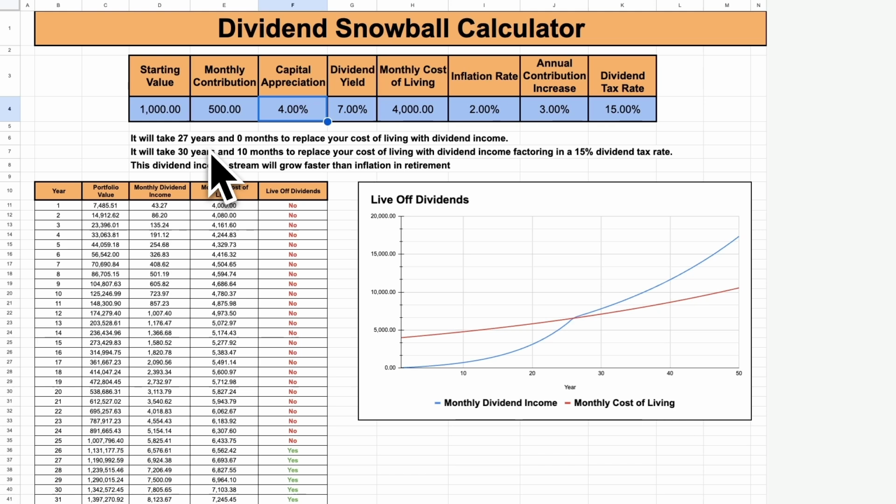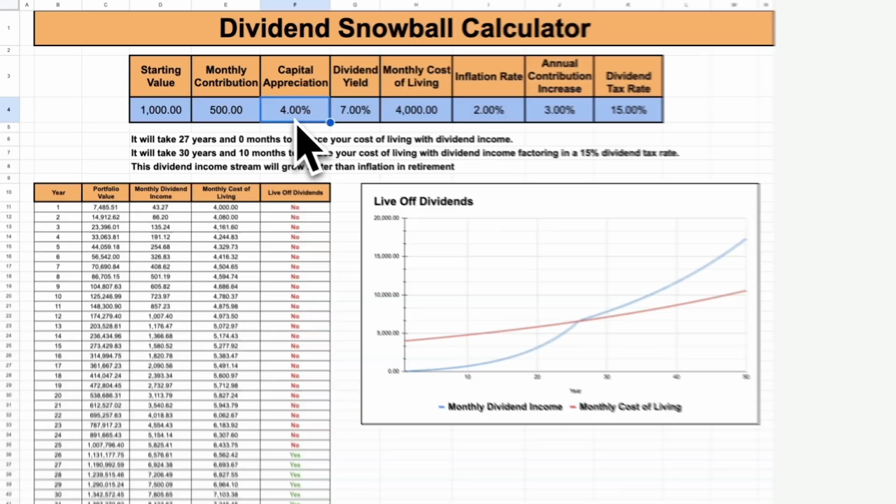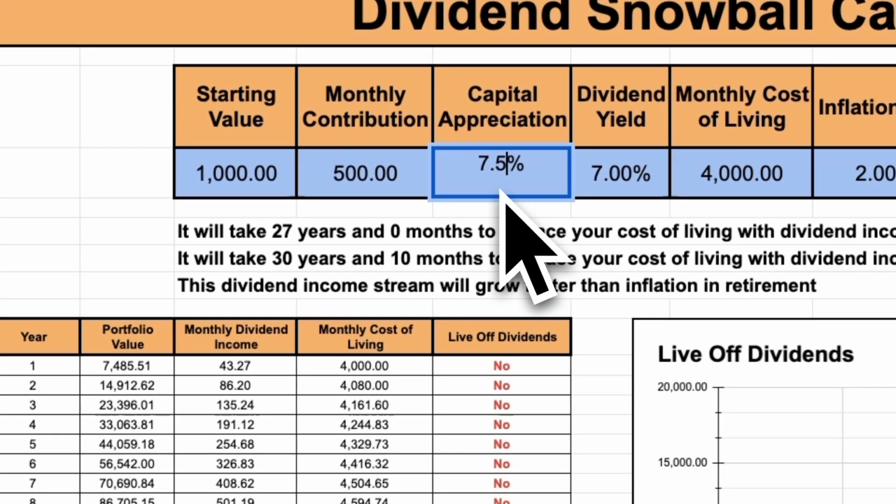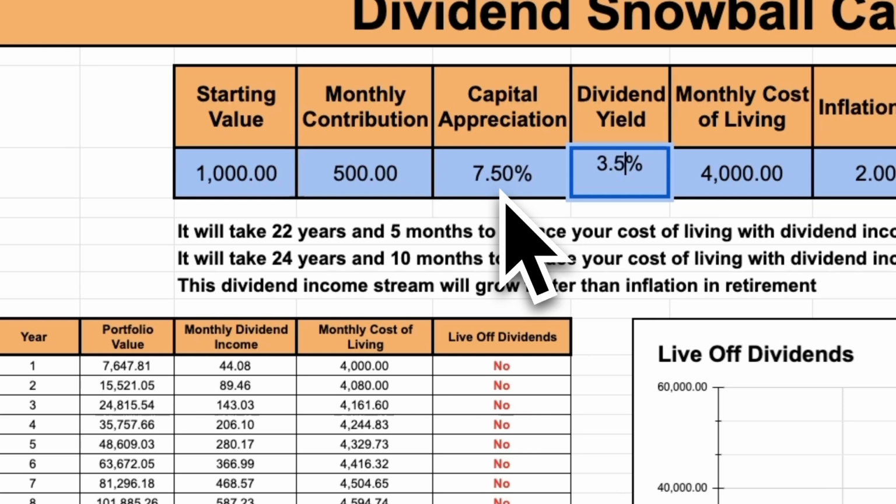So let's see how SCHD fares in our Dividend Snowball Calculator, assuming it can also deliver the same 11% long-term CAGR we used for QYLD and JEPI. So we're going to keep all of the assumptions the same, aside from the capital appreciation and dividend yield assumptions. The capital appreciation will now be 7.5%, and the dividend yield will be 3.5%.